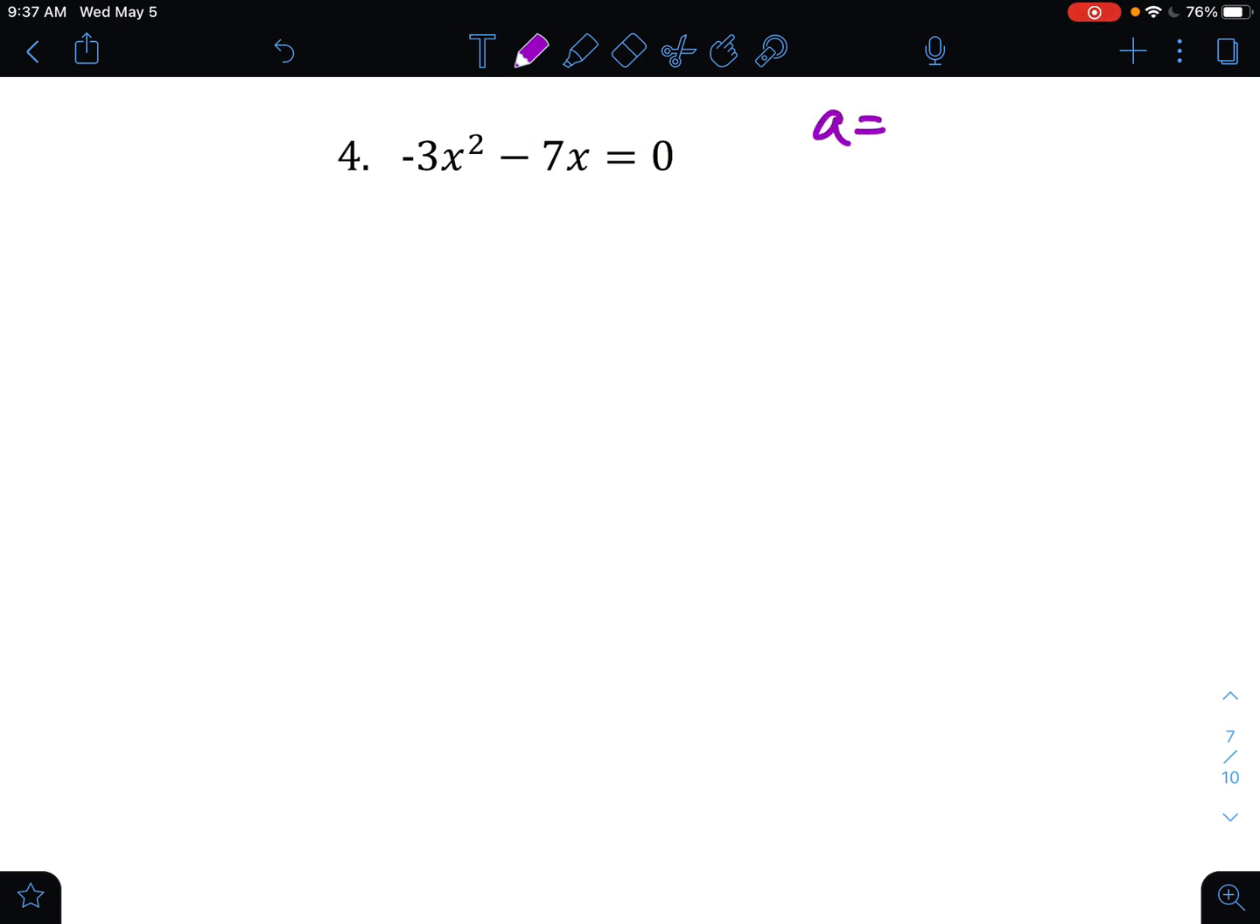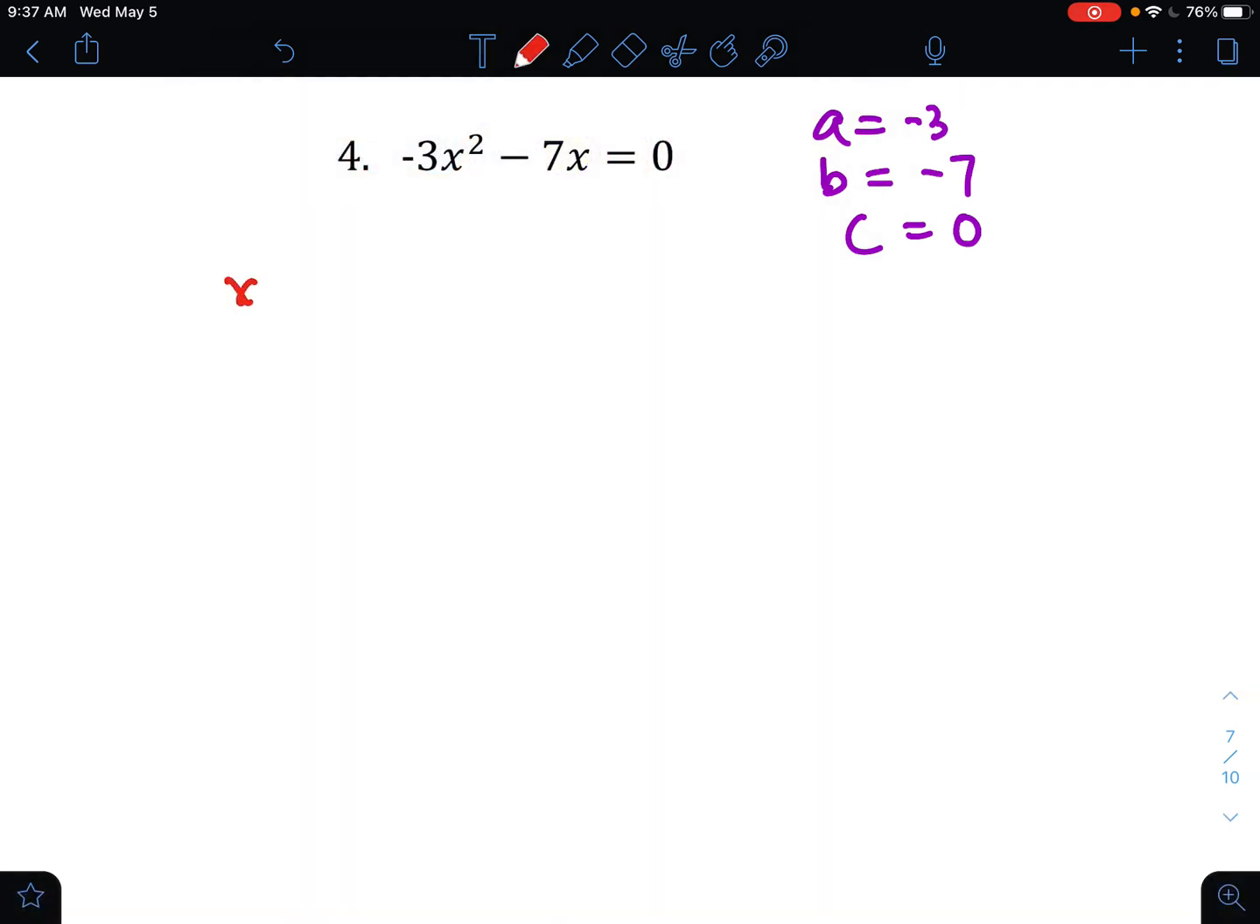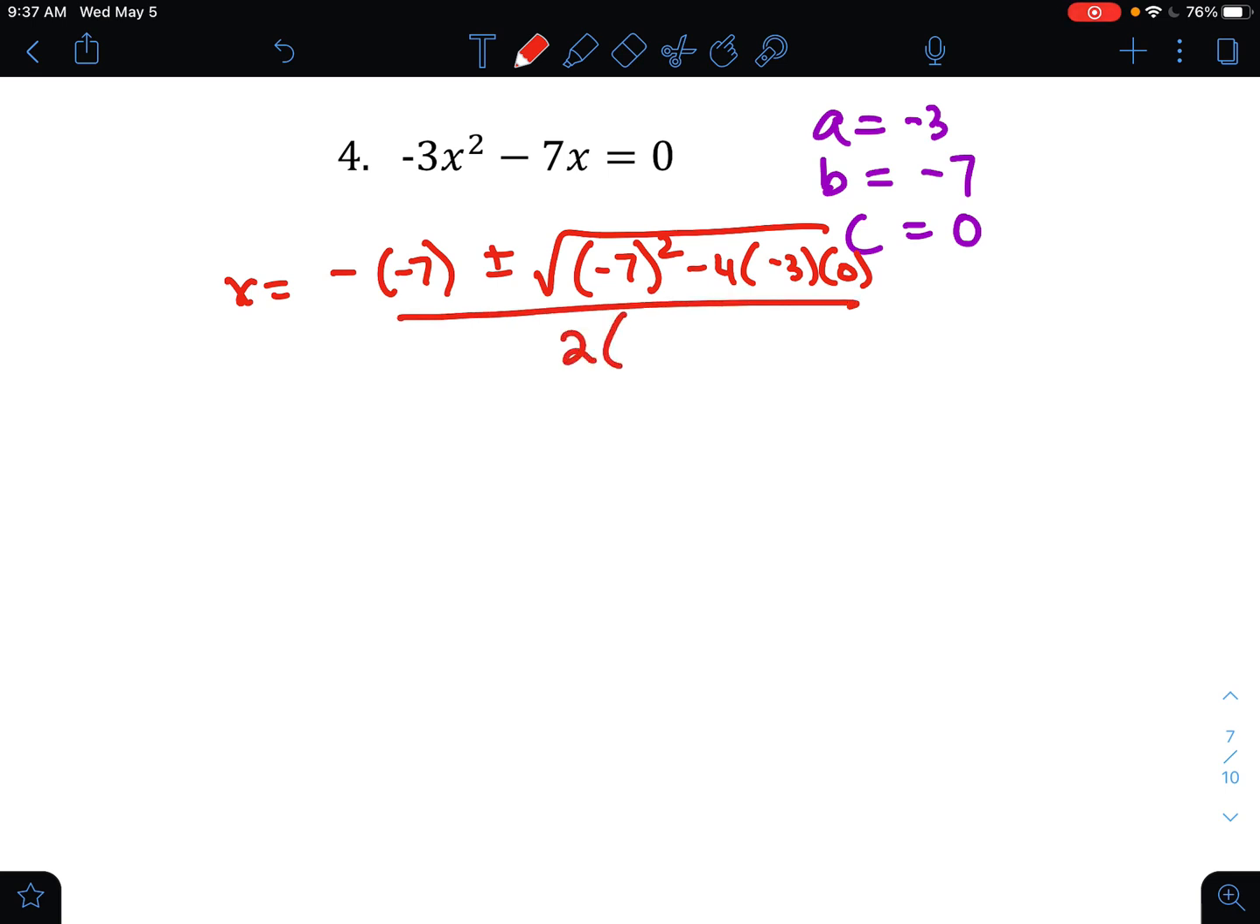Okay, A is negative 3. B is negative 7. C is 0. There is no C value. Okay, I have x equals negative b, B is negative 7, plus or minus the square root of b squared minus 4 times a times c, over 2 times a.